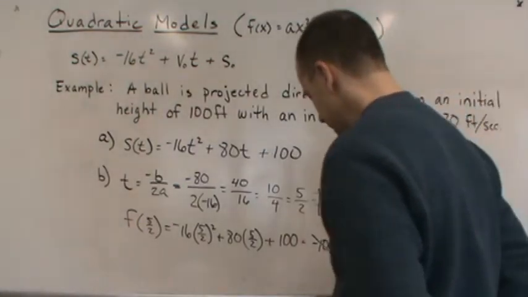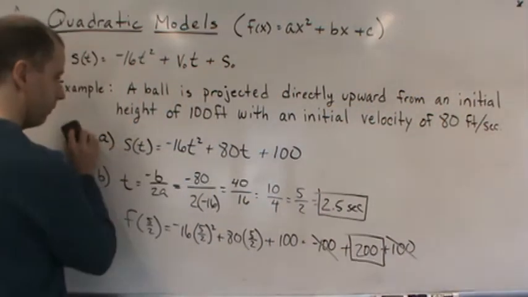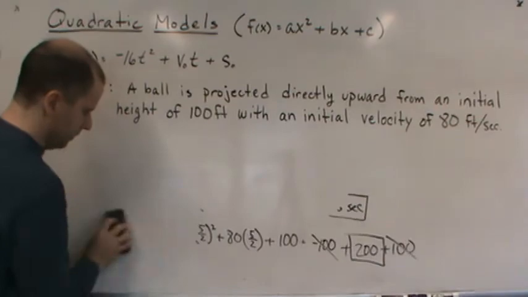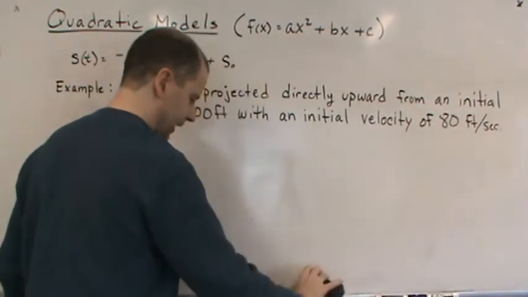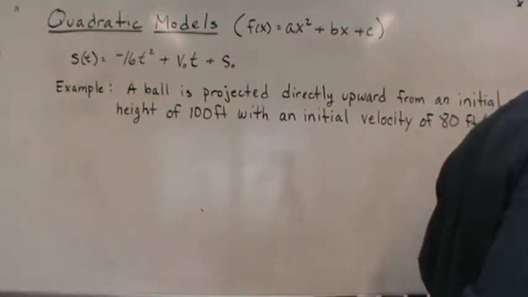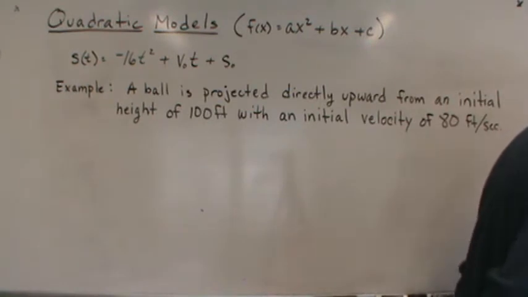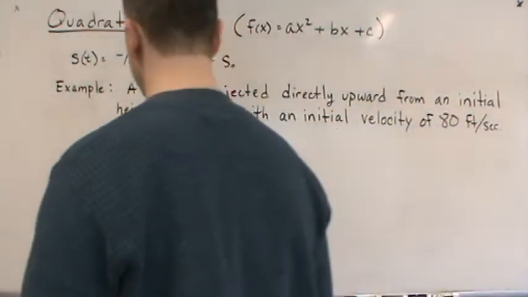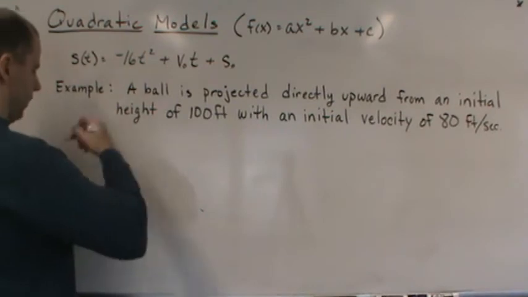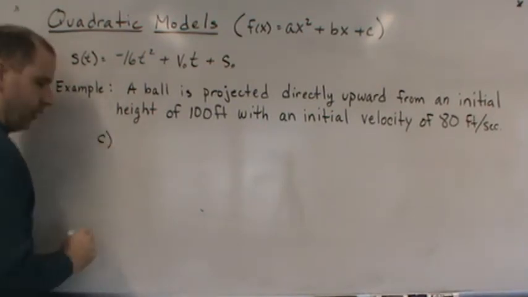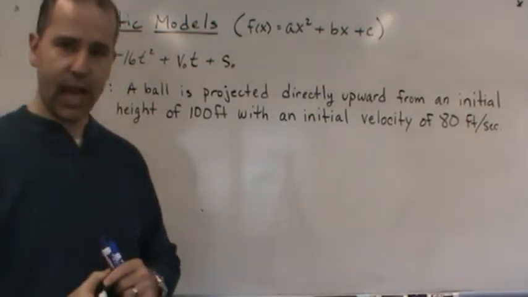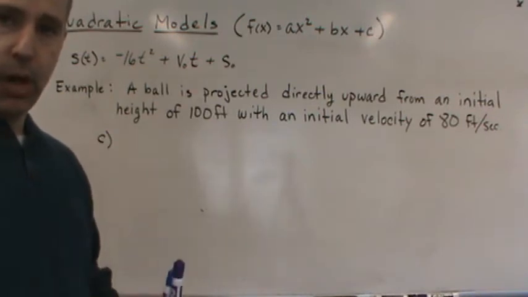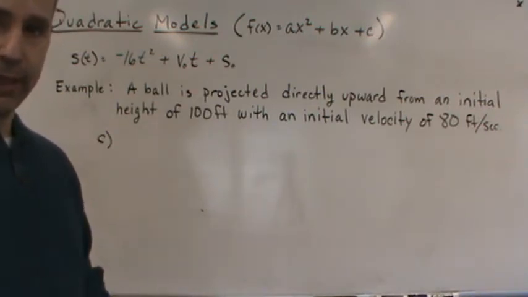So now to part C. So what do they say in part C? Well, in part C they say, hey, for what interval of time is the height of the ball greater than 160 feet? Ooh, this is a good one. Okay, so for C, we want to know, for what time interval is the ball greater than 160 feet?